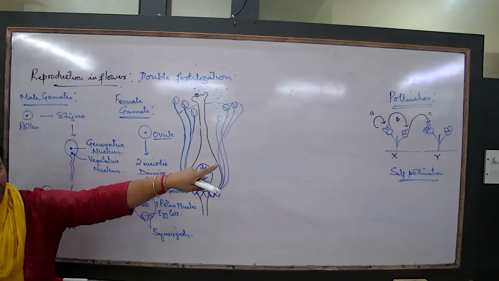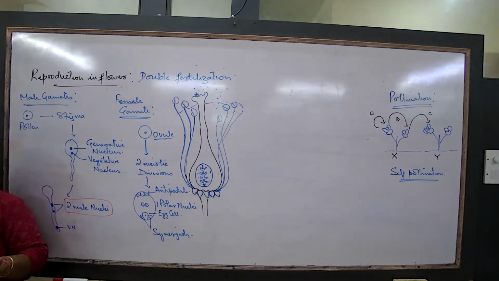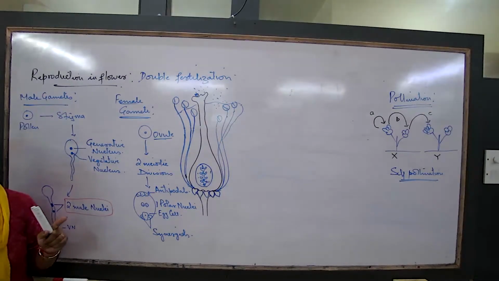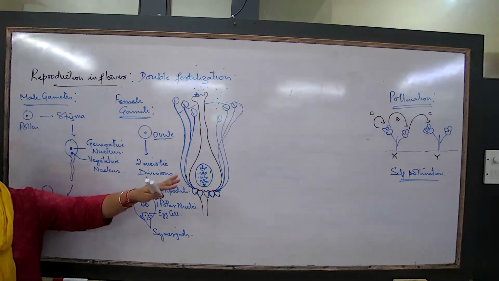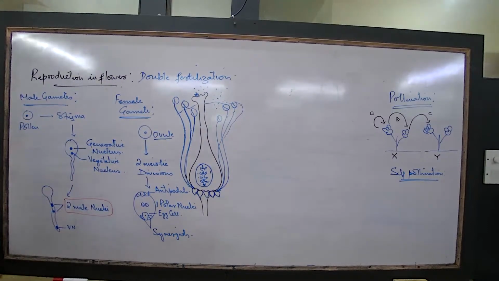Can a unisexual flower show self-pollination ever? Never. So self-pollination is only for bisexual flowers, but cross-pollination can happen in both. Cross-pollination takes place both in unisexual and bisexual flowers, but unisexual flowers will only have cross-pollination. Self-pollination cannot happen in unisexual flowers. Am I clear? The 3-4 sentences that I told you.